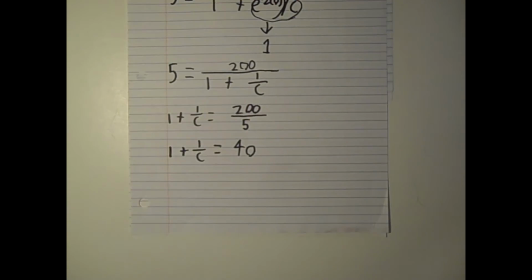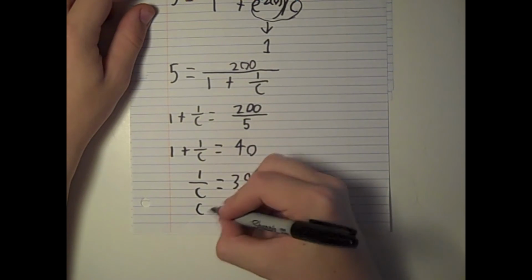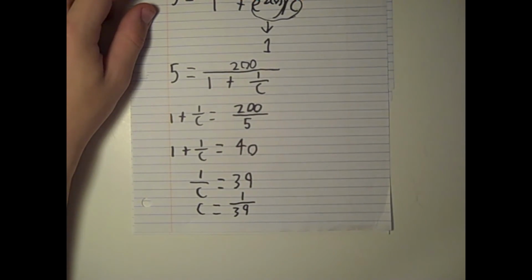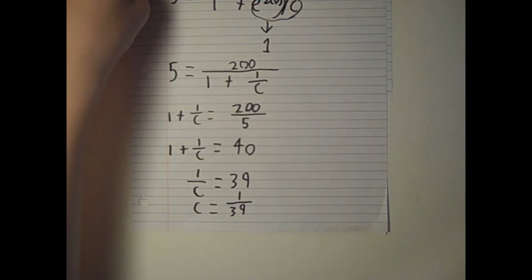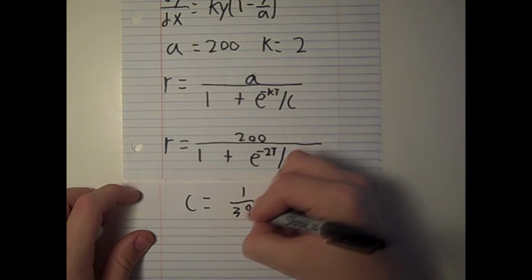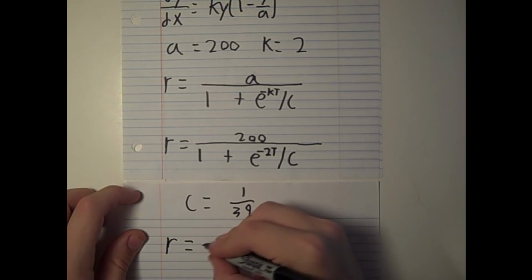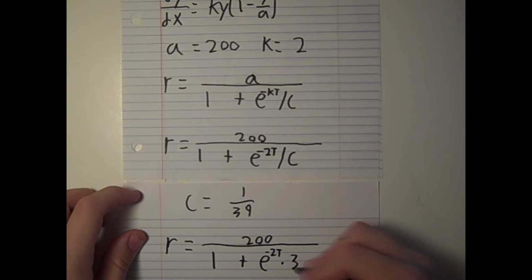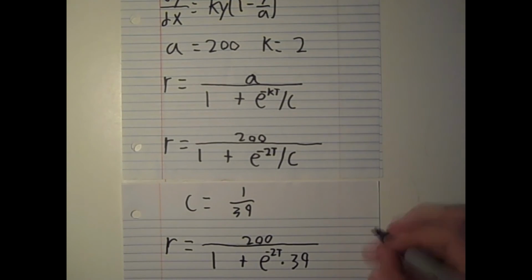And then we subtract 1, we divide out, and then multiply by c, and then we get c is equal to 1 over 39. And so now we can just go back to our original equation, and we have 1 over 39, but that's in the denominator, so we can just flip the 39 up, and we get 200 over 1 plus e to the negative t times 39.